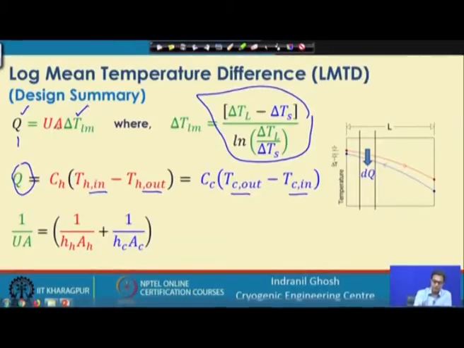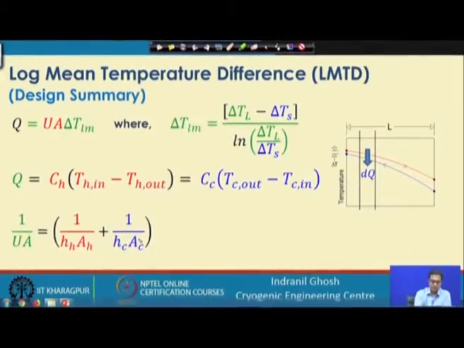So, we can find out the overall heat transfer coefficient, which is nothing but 1 by h_h plus 1 by h_c A_c. So, again as we have discussed earlier, once we know this expression, we can try to find out the hot side and the cold side parameters, but it may be necessary that there will be a certain number of iterations.